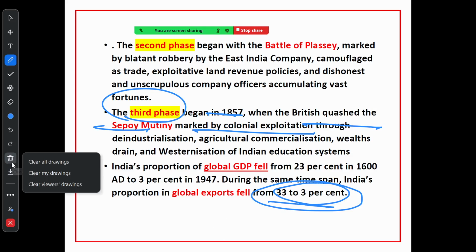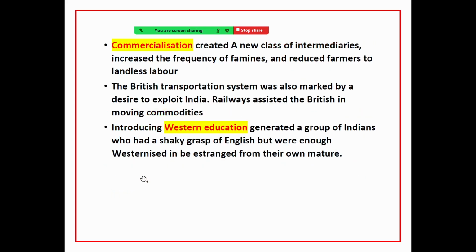The next point is British exploitation of India. The bitter fruit of commercialization. The British turned Indian agriculture into business. This had terrible consequences. First thing is new middlemen. Rich people stepped in between farmer and buyer, taking most of the profit.